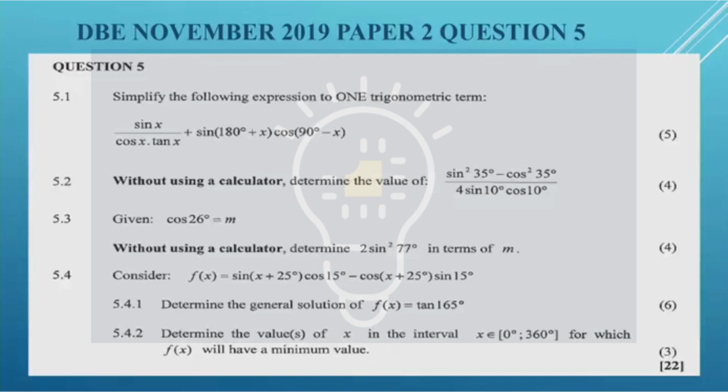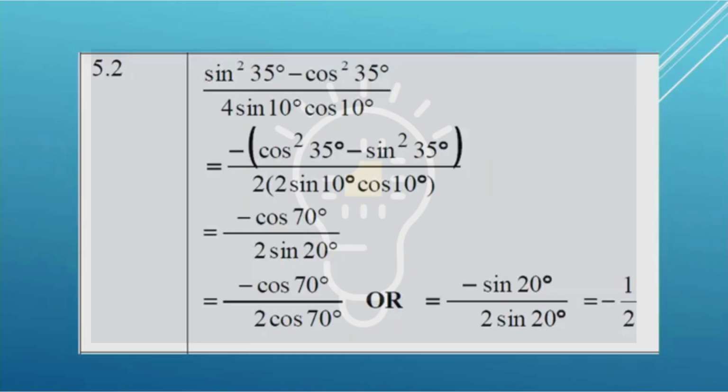Let's have a look at the monitor. When we look at the monitor, notice how we solve this. There's our opening statement. Sine squared 35 degrees minus cosine squared 35 degrees over 4 sine 10 degrees cosine 10 degrees. My first step is I take out a negative. In other words, I'm fashioning this particular expression in the numerator so that it can look like an identity. So when I take out the negative, I'm going to be left with cosine squared 35 degrees minus sine squared 35 degrees. And you may remember that that is one of our identities. Of course, not with the 35, but with the theta.